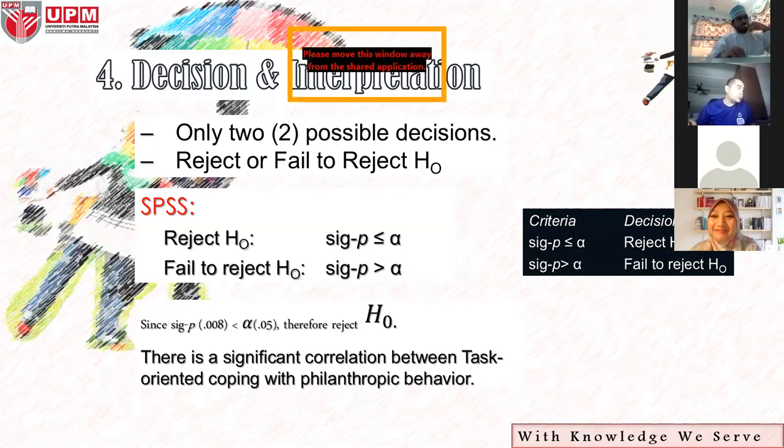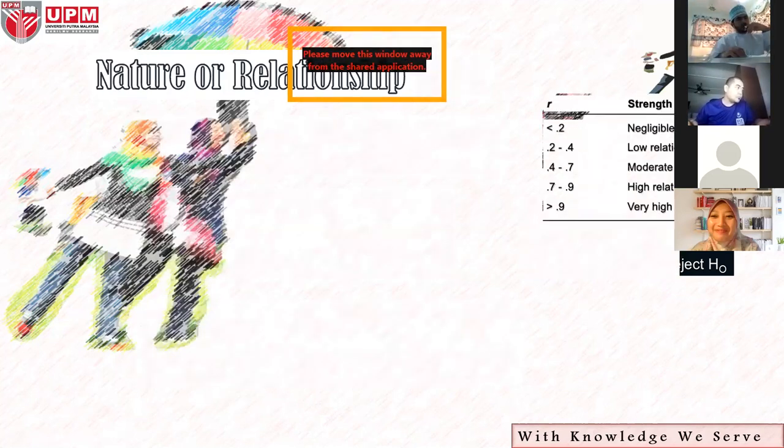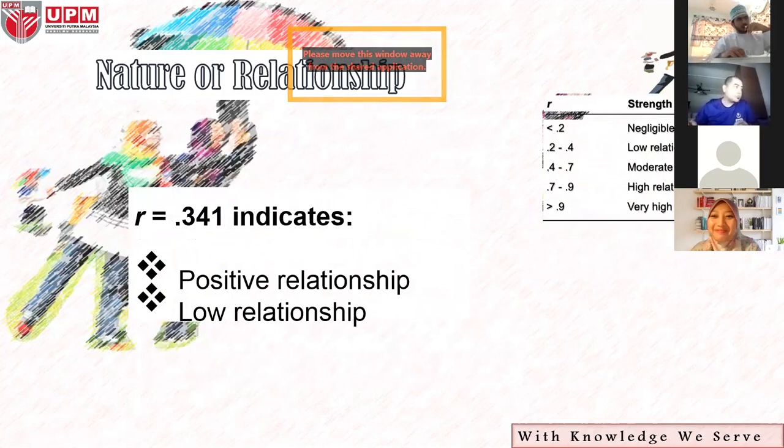Okay, so this is just the interpretation. This is not yet how we report. This is just how we interpret based on the finding. Okay. In terms of the relationship, because the R value is 0.341, based on the Guilford rule of thumb, we can say that the relationship is positive, and the size is low. Okay, so it falls under the second category, between 0.2 and 0.4. So it indicates a low relationship between task-oriented coping and philanthropic behavior.